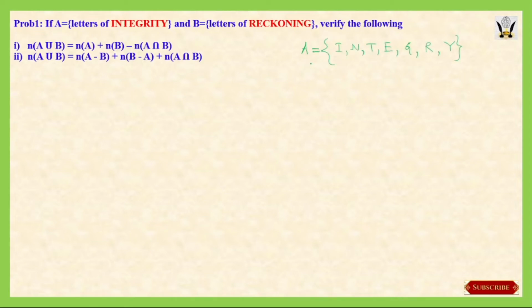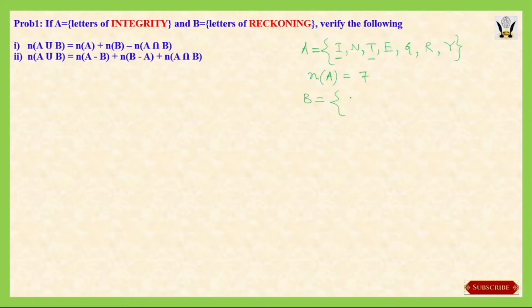Here set A will have 7 elements, though the word integrity has 9 letters, because I has been repeated twice and also T is appearing twice. But since we don't consider any repetition in a set, I and T will be considered only once as elements of set A. So the cardinal number of set A is 7.